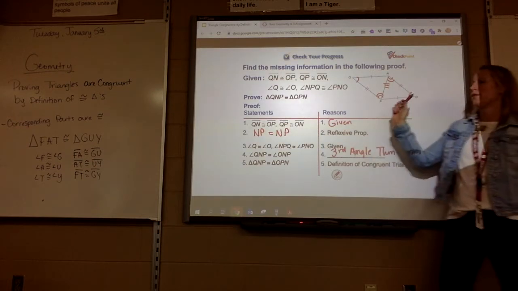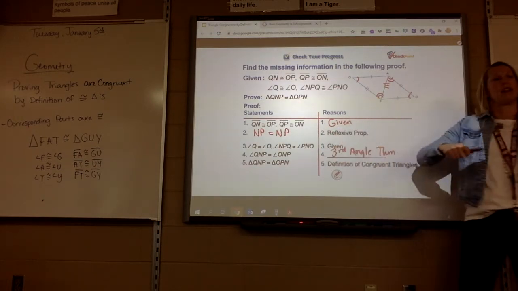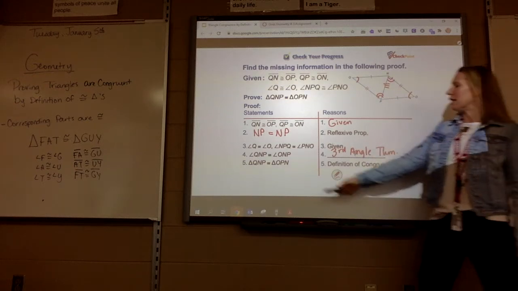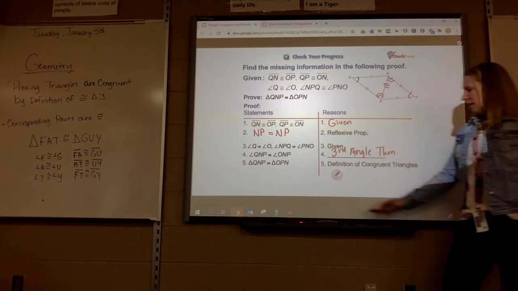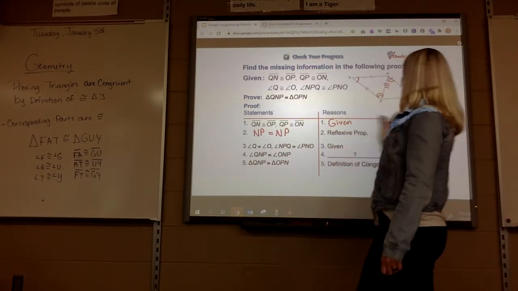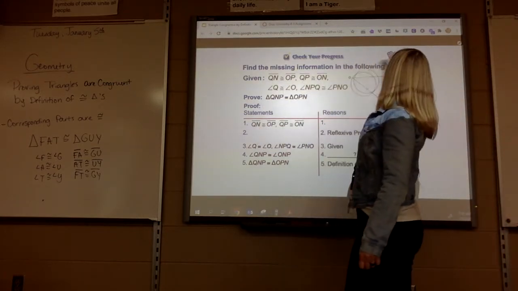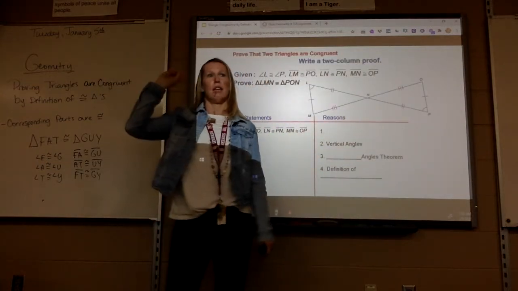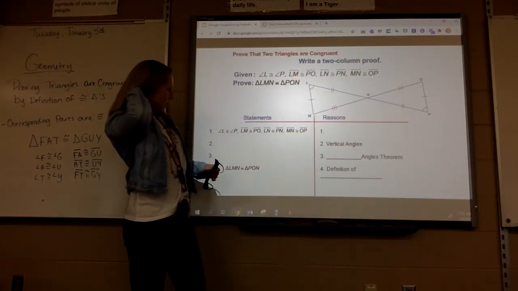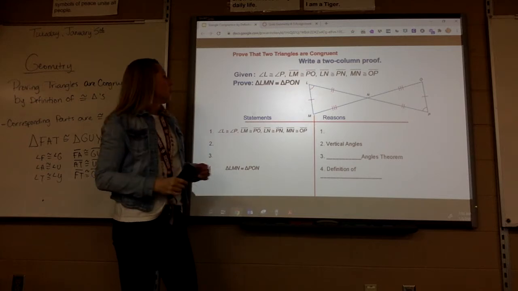So now that we have all three sides equal to all three sides and all three angles equal to all three angles, you can say that the triangles are congruent by definition of congruent triangles. Is it too early to think about proving triangles are congruent? No. Okay. Too late. So you will have third angles theorem today. You'll have definition of congruent triangles. So let's try one more.